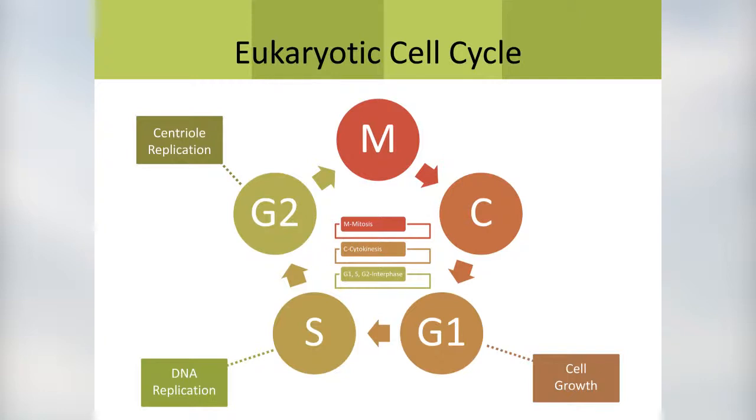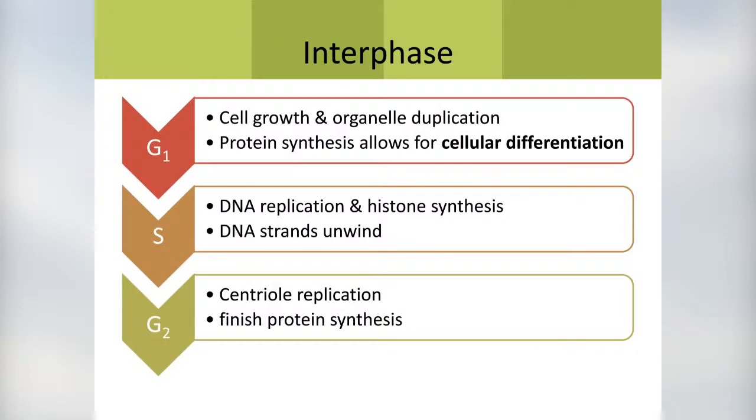What you see here is the textbook example of the eukaryotic cell cycle. It starts with G1, moves to S, G2, M, and C. During G1, this is the time where the cell is growing, producing proteins, and just basically living out its existence. During synthesis, DNA replication takes place. During G2, there's centriole replication. So G2 is basically the starting of mitosis, the M phase. So G1, S, and G2 all make up interphase.